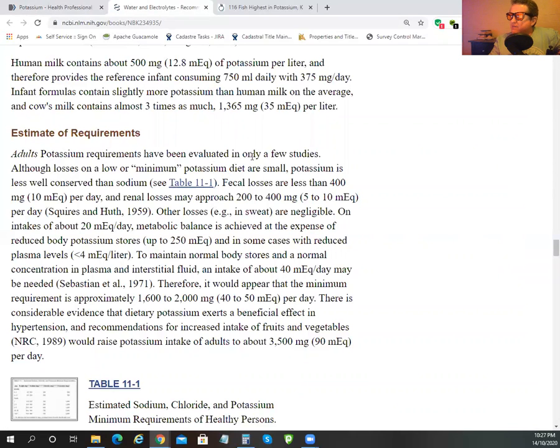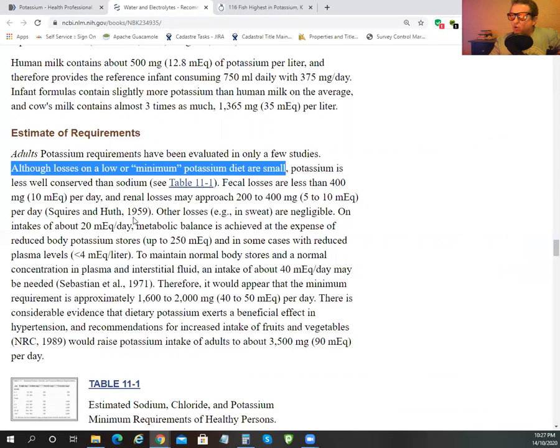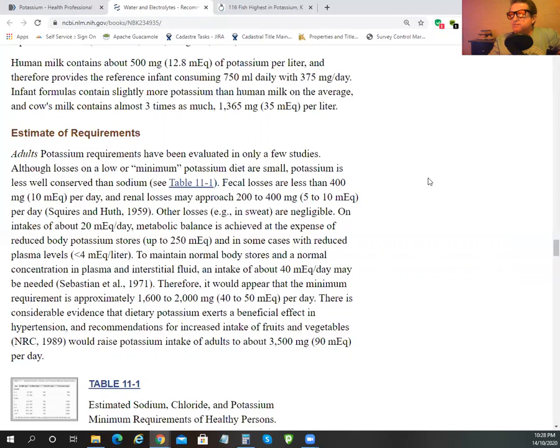Potassium requirements have been evaluated in only a few studies, and that is true. Losses on a low or minimal potassium diet are small. So what's that actually saying there? Even people whose kidneys are in good working order, if you're not getting enough, they'll try and keep it in. Potassium is well conserved. Oh, sorry, it says potassium is less well conserved than sodium. That's sort of true. If you're deficient, the body's going to do everything it can to try and hold on to it. Let's put it that way.